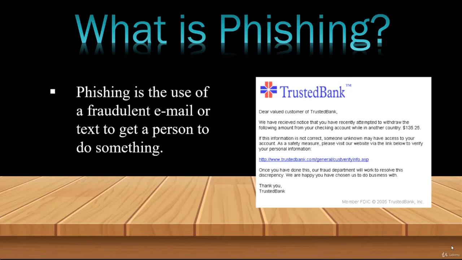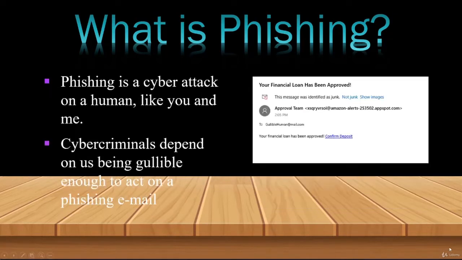Phishing is defined as the use of a fraudulent email or sometimes text to get a person to do something. In the case of the banking email shown here, a cybercriminal sends you what appears to be a valid email from your banking institution asking you to verify your banking details, but in fact provides them with access to your financial records. Unfortunately for most organizations, the human employee is the weakest link in their security infrastructure. The cybercriminals know this and fish for someone that is gullible enough to click a link or open an attachment and grant them free access.